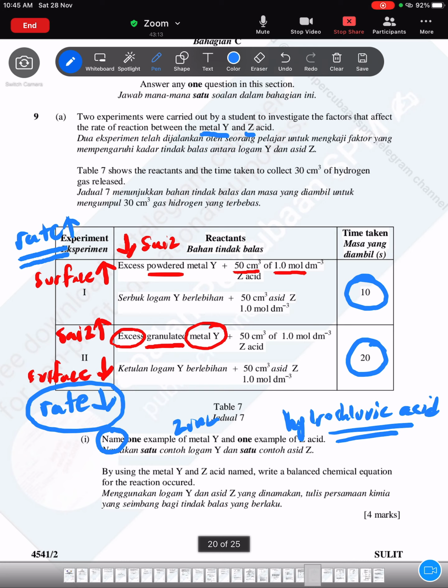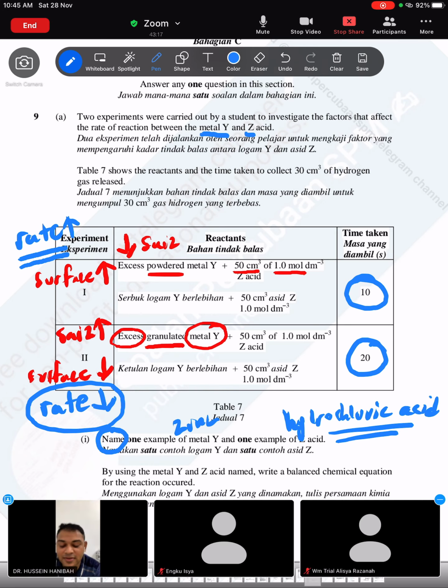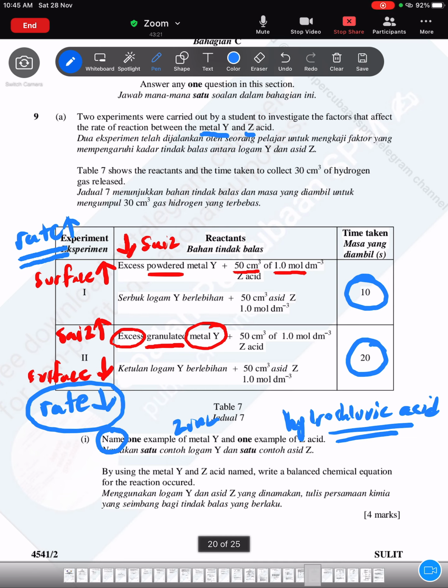Baguslah. Okay, this already gets 2 marks. By using metal Y and Z acid name, write a balanced chemical equation for the reaction that occurs. Lah, senangnya.